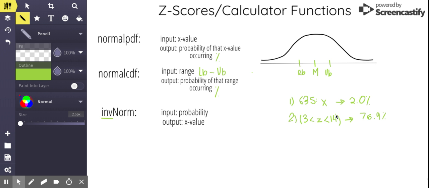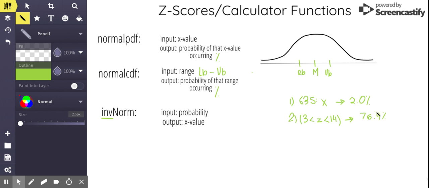For the lower bound, enter 3, because that's the average grams of sugar Honey Oats has. The question is asking what percent of the cereals fall between Honey Oats and Apple Jacks. So the lower bound is going to be 3. The upper bound is going to be Apple Jacks, which has 14 grams.